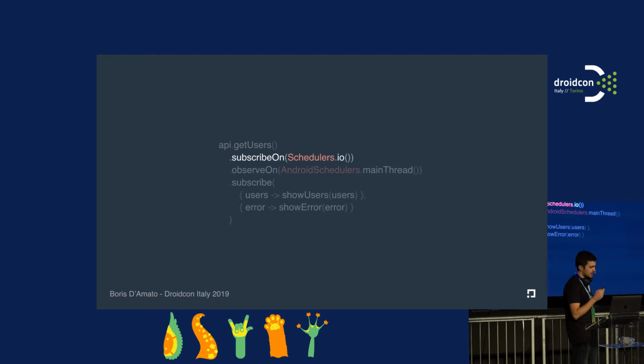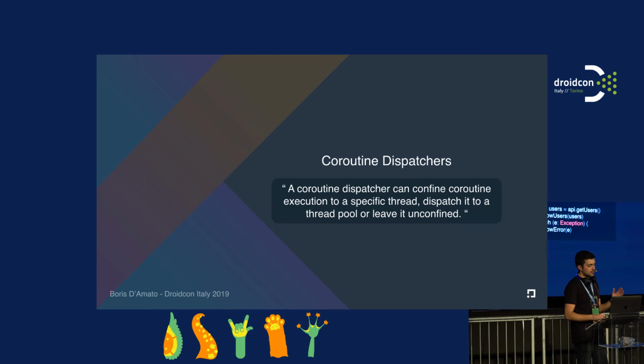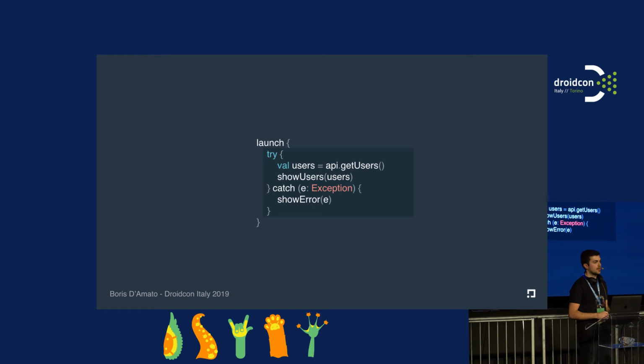The solution is something called coroutine dispatchers. A coroutine dispatcher is something that can confine a coroutine execution to a specific thread pool, or leave it unconfined. So in this case, if we want to instruct our coroutine to use a specific thread pool to make our network call, all we have to do is add a parameter to our launch coroutine builder. And in this case it is Dispatchers.IO.